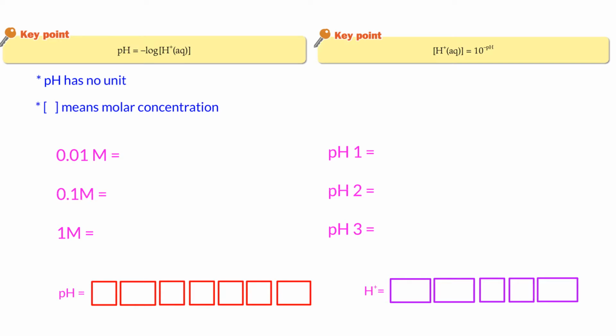So if you want to do the first question, 0.01, what you need to do is just input negative log 0.01, and then you press execute. Then you can find the result. The pH should be 2. What about the other ones, 0.1 M and 1 M?